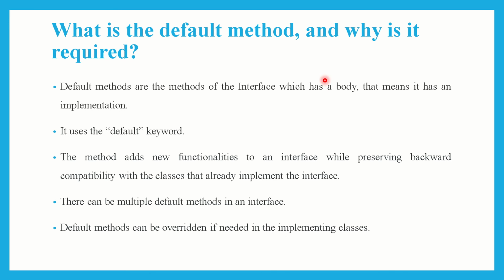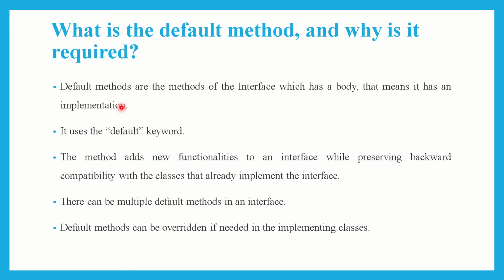So what is the default method and why is it required? Default methods are the methods of the interface which have a body. That means they have an implementation. Before Java 8, interfaces only had abstract methods. They did not have any methods with a body. The whole intention of having interfaces was that interfaces will never have any implementation. They will only have abstract methods.